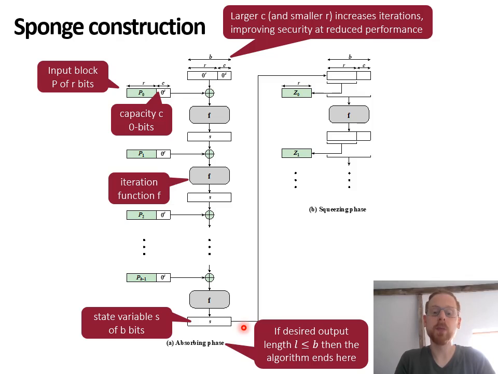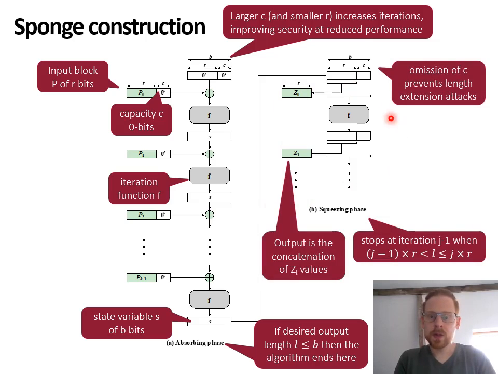If, however, we require more than B bits, so more than 1600 bits, we continue with the squeezing phase. The squeezing phase is named as such because it squeezes out the output blocks Z0 up to Zn from this state bit array S. So in every step of the squeezing phase, we take the first R bits and return those as the next output block. So each output block also has R bits.